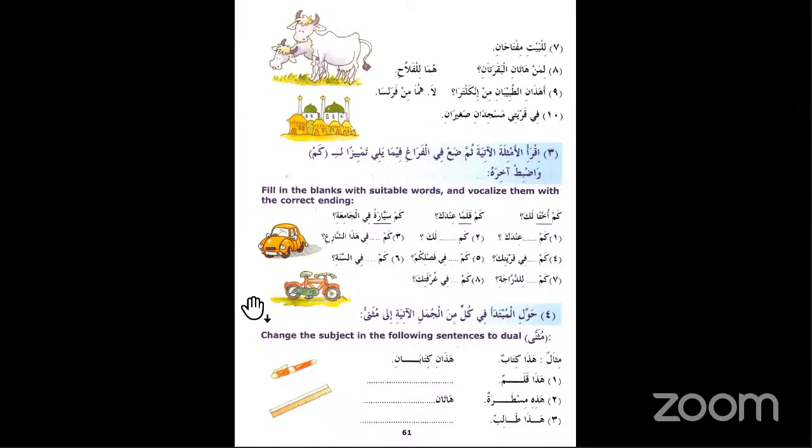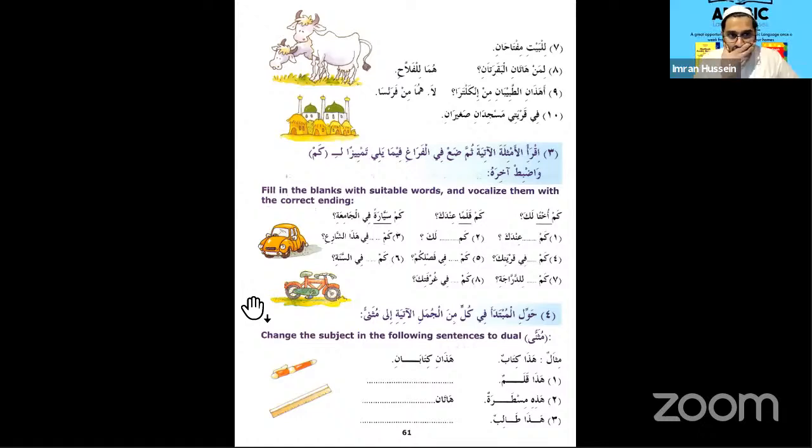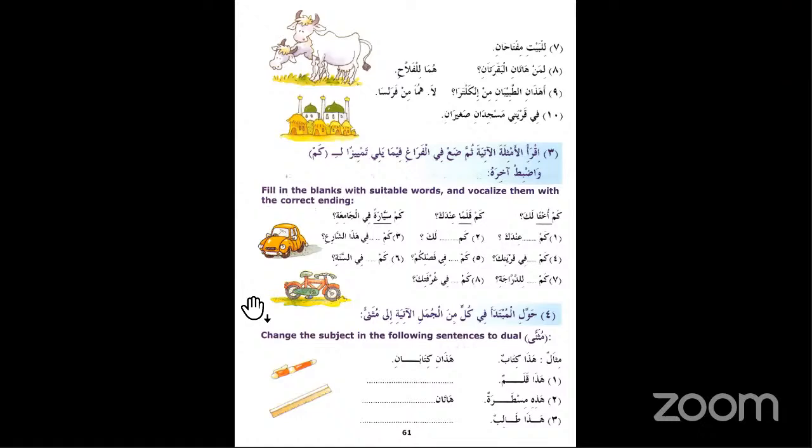These are the last four questions we'll do. Lil baiti miftahani. For this house are two keys. Correct. Number two. Liman hatan al-baqaratani huma lil fallahi. For whom are these two cows? They are for the farmer.